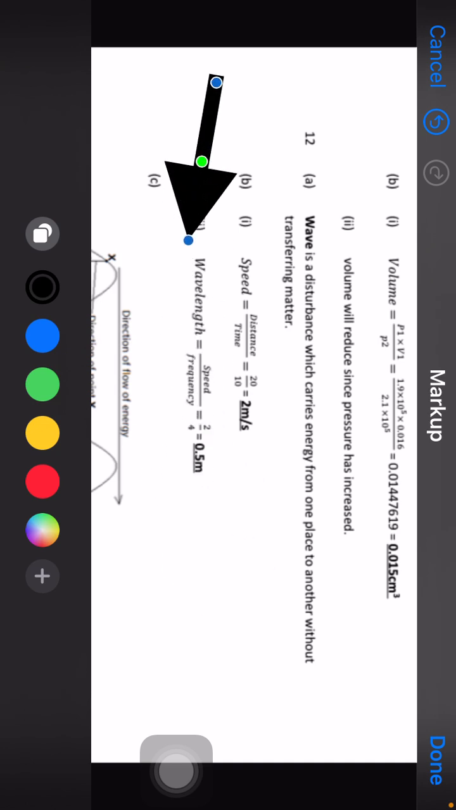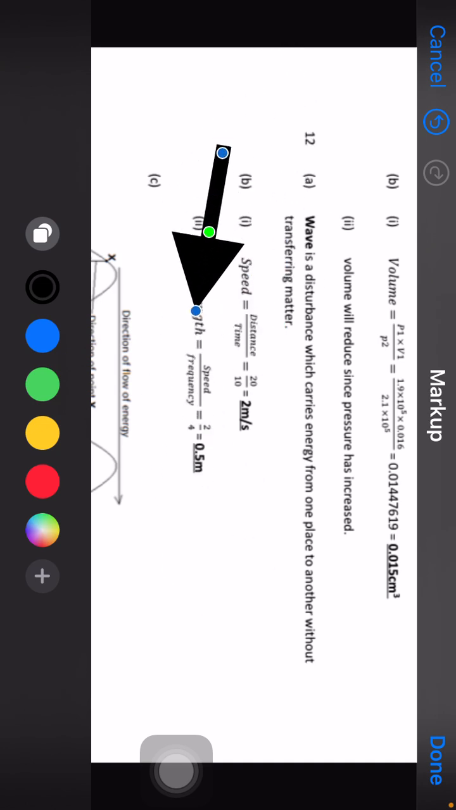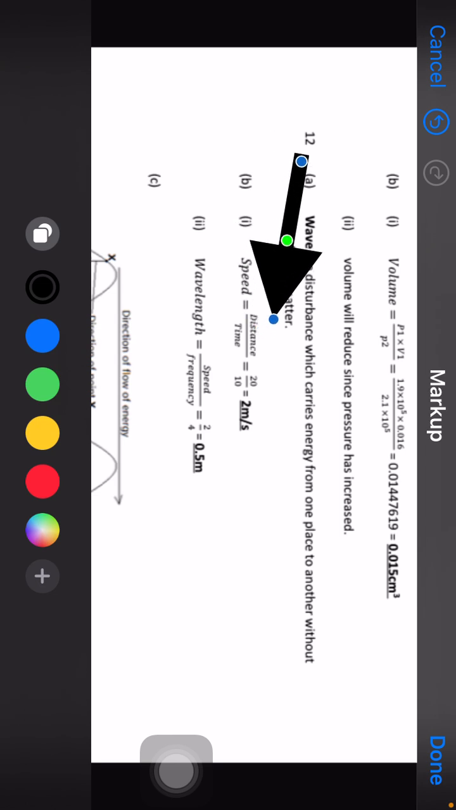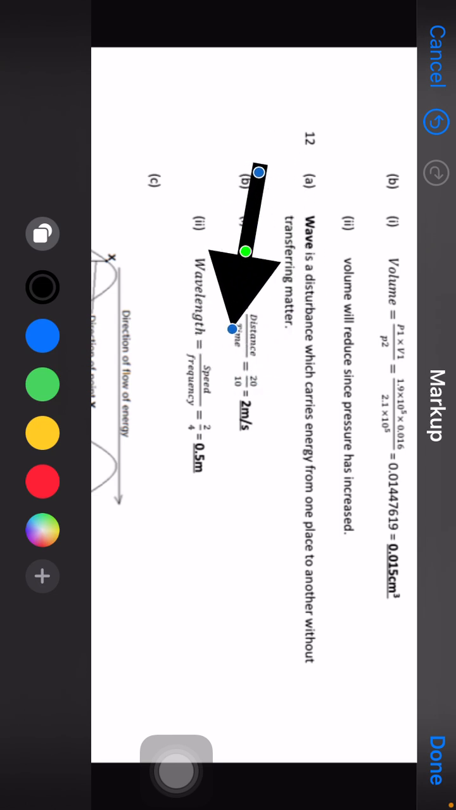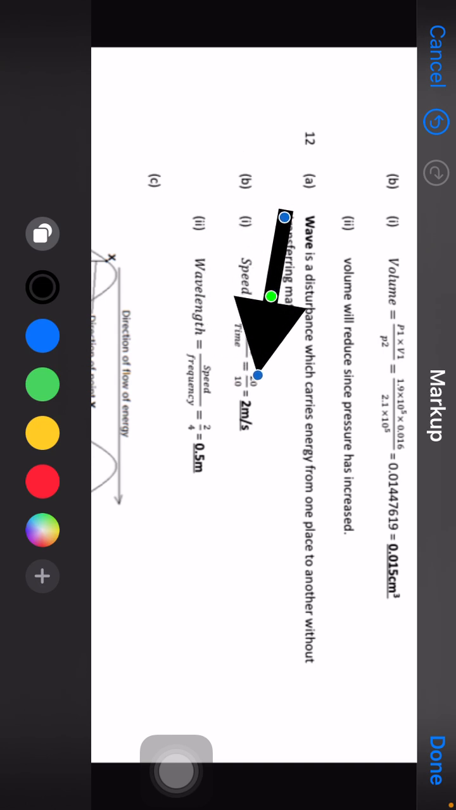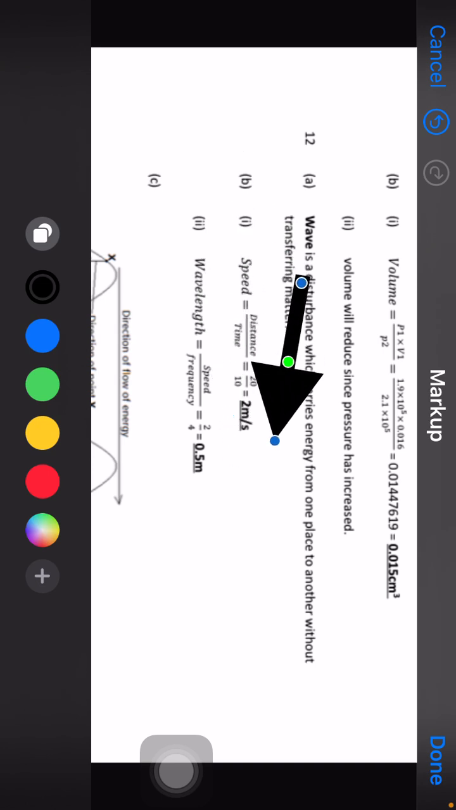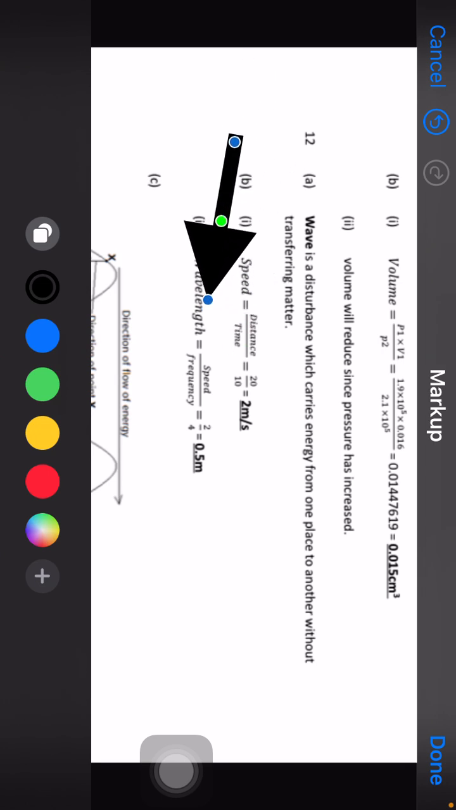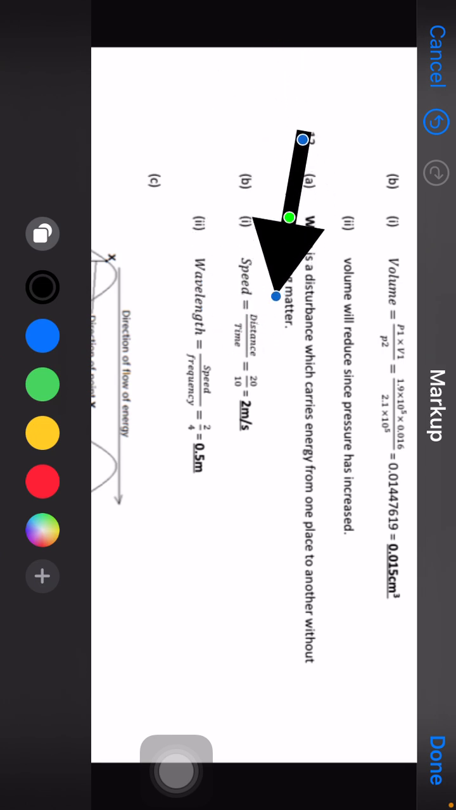Now I'm asked to get the speed of the wave. Speed is equal to distance over time, and it said that it covered a distance of 20 meters. How long did it take? 10 seconds. Just simply divide, and you have 2 meters per second. That's how you answer that question. I'm sure there's no need to explain how this formula comes about, so it's straightforward.